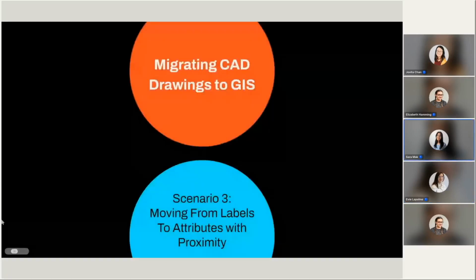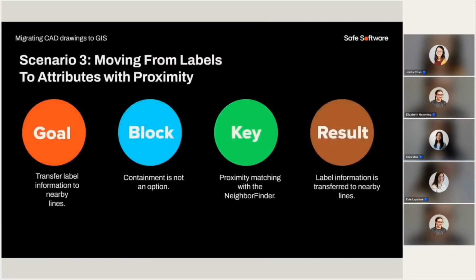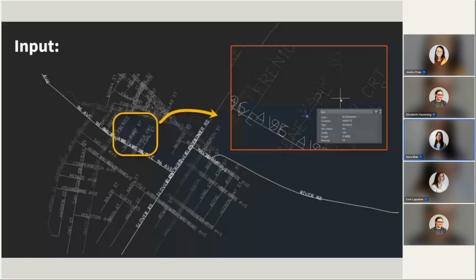Okay, thanks. So in this next scenario, we will be moving from labels to attributes with proximity. This is also known as proximity matching. And so here we have some labels that we need to attach to nearby lines, which are streets. So essentially we want to attach street names to streets, and containment is not an option here. So the key transformer for this workspace will be the neighbor finder. This will find the closest geographic match between two sets of spatial data so that we can attach label information to the line closest to it.